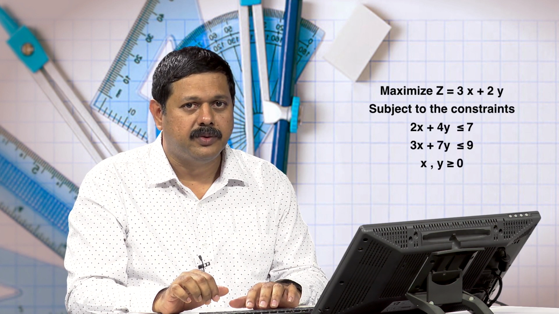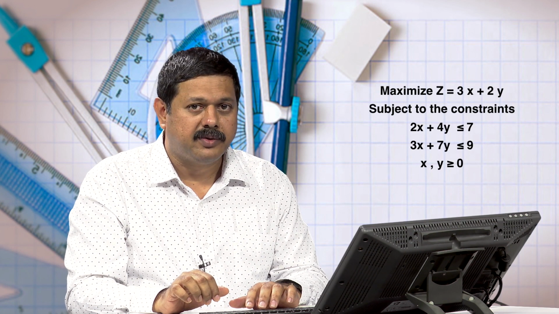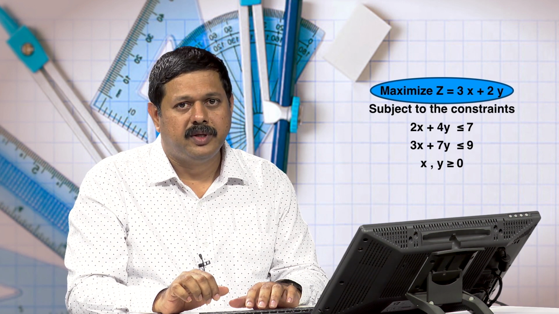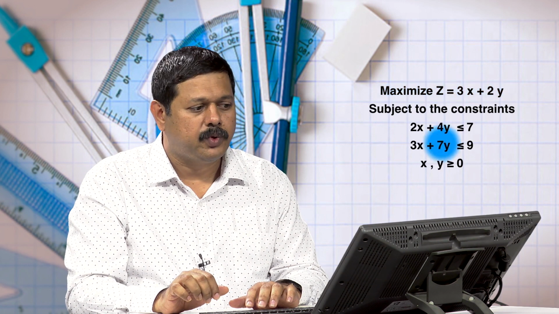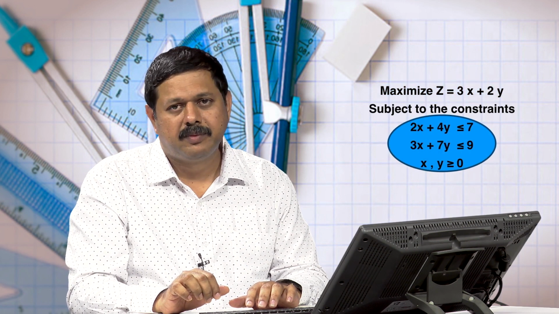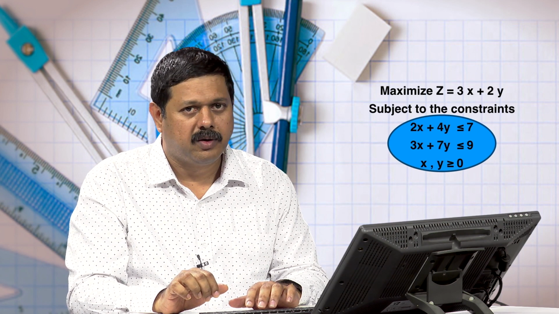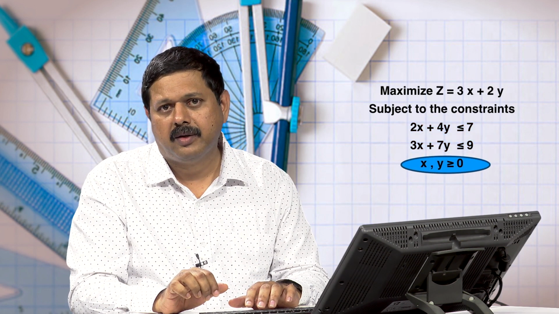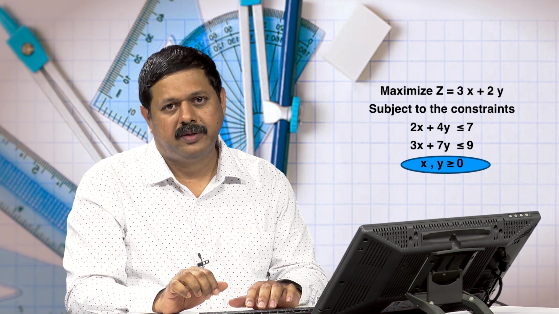In this example, the mathematical object z is equal to 3x plus 2y is called an objective function which is to be maximized, and hence we write it as maximize z is equal to 3x plus 2y. Mathematical objects 2x plus 4y less than or equal to 7, 3x plus 7y less than or equal to 9, x comma y greater than or equal to 0 are called constraints. In particular, the constraints that are in the form of x comma y greater than or equal to 0 are referred to as non-negative constraints.